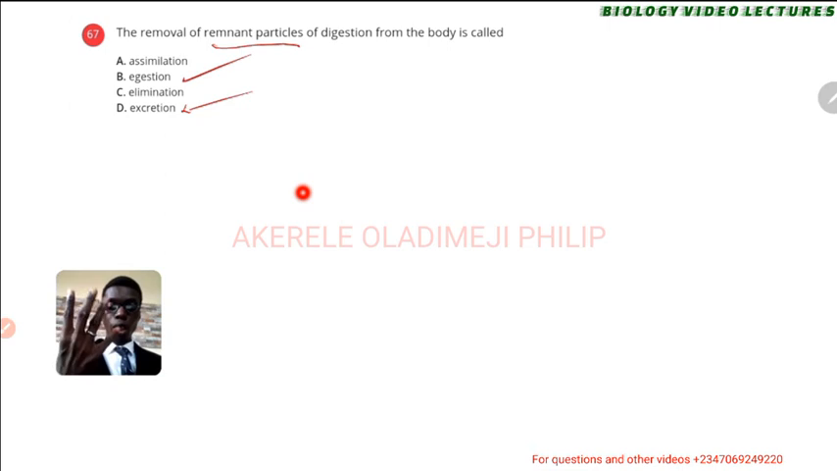So I wanted to pause the video here to read. Oh, okay. I thought I added a picture to show you the differences between excretion and egestion. Well, I hope that explanation is clear enough. Egestion is removal of undigested food substances from the alimentary canal, while excretion is removal of waste products like carbon dioxide. Metabolic waste like carbon dioxide, maybe urea from the skin and all of that.